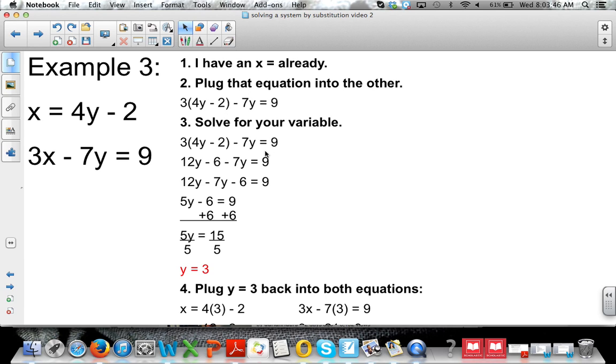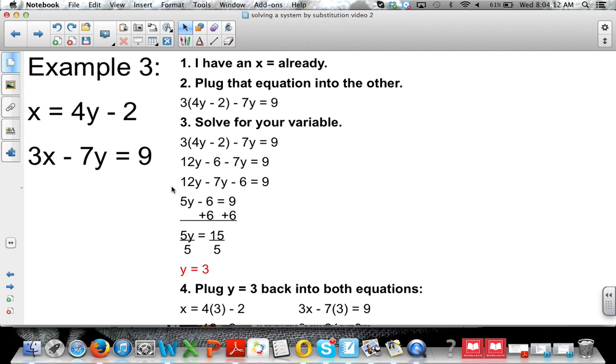But this one's a little trickier. You got to distribute your 3 through. So it's 3 times 4y, which is 3 times 4, and then stick a y on the end. So that's 12y. And then 3 times negative 2, which is negative 6. So that's why I have a minus 6 there. Then the 3 is not times the 7y, so it's just minus 7y. The 3 is only times the stuff in the parentheses, and then equals 9.